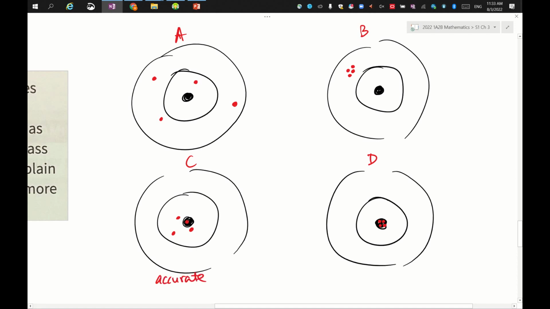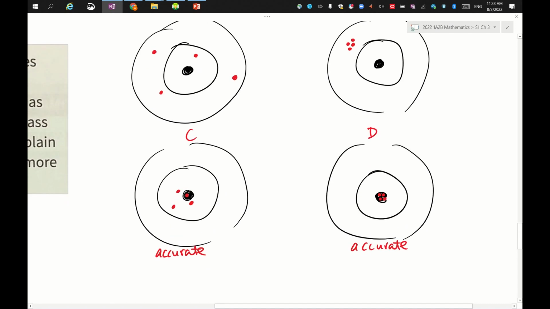How about D? Is it accurate also? You want to shoot in the center, right? Both C and D are quite accurate. However, between C and D, which one is a better performance? D, right? Can you describe to me in what way is C not as good as D, or in what way is D better than C? Very what? Precise. See the word precise?